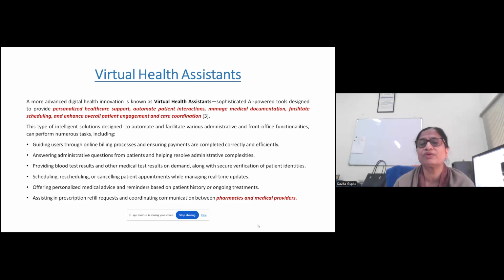They can answer administrative questions from patients and help resolve administrative complexities. They can provide blood test results and other medical test reports on demand, along with secure verification of patient identities. They can schedule, reschedule, and cancel patient appointments while managing real-time updates. They can offer personalized medical advice and send reminders based on the patient history for ongoing treatments. They can assist in filling prescriptions and coordinate communication between pharmacies and medical providers. Now you can see the beauty and strength of the virtual health assistant, how it can reduce the workload of hospitals and enhance the quality of care for individual patients.